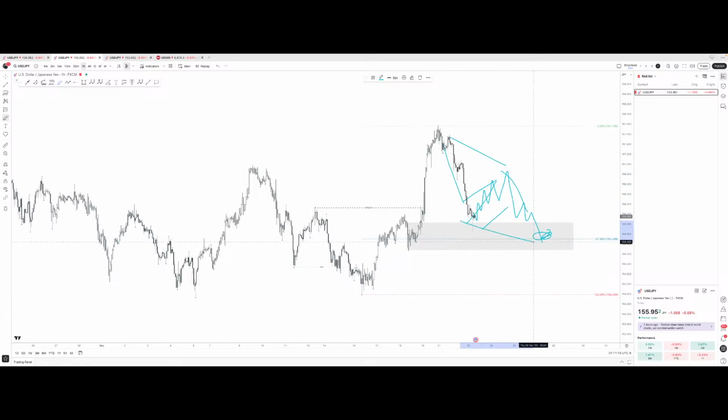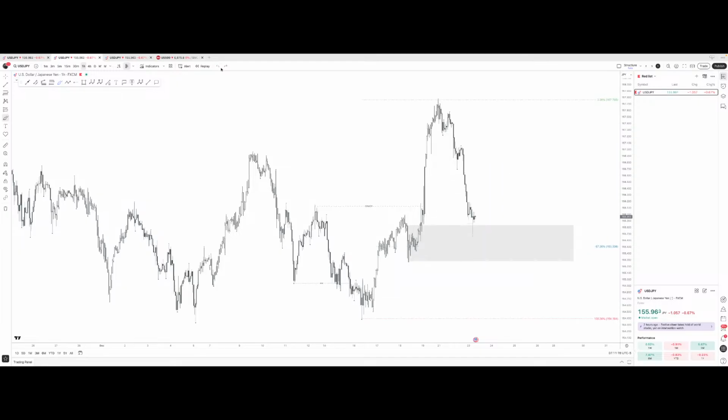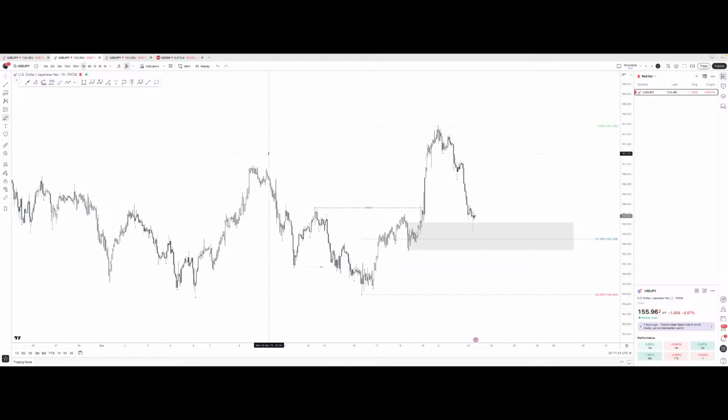So then that setup itself would be ideal. Okay. So let's see how price is gonna develop from here. Obviously, I don't expect a lot of movement.